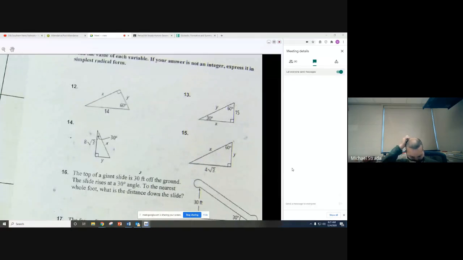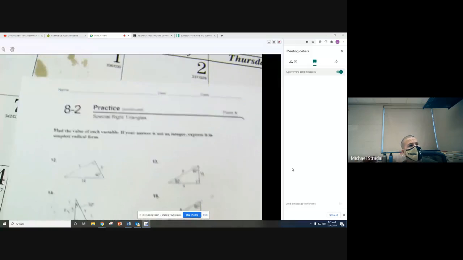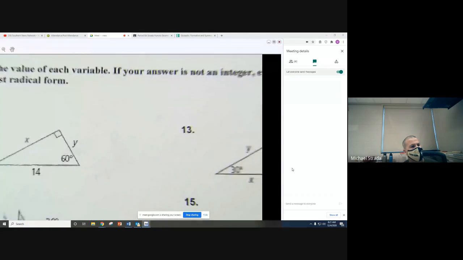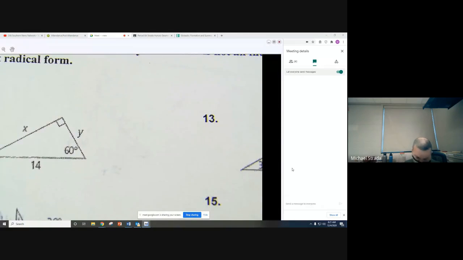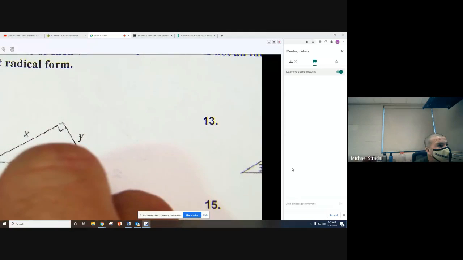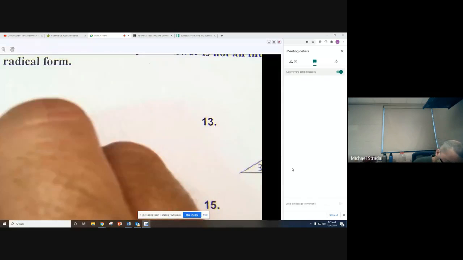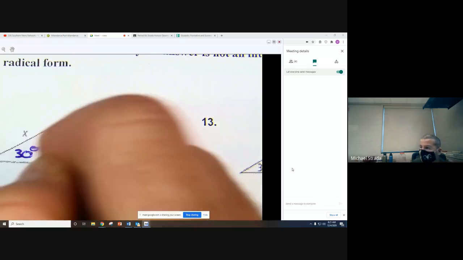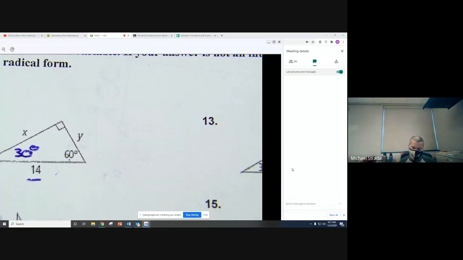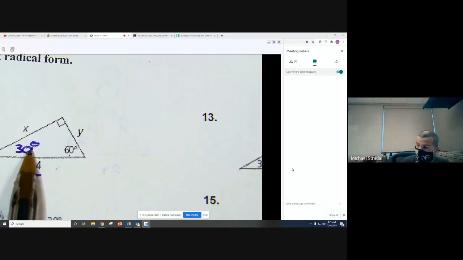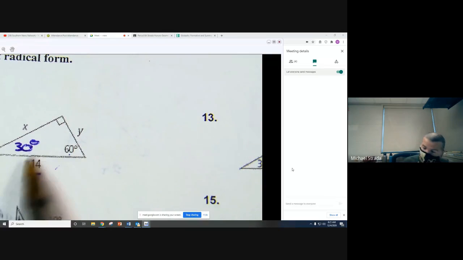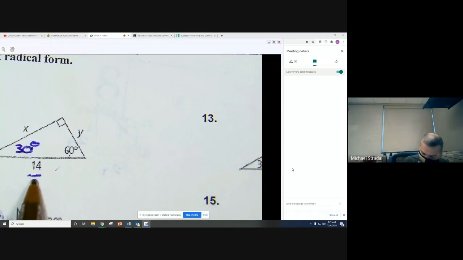All right, now the back. Now we're dealing with the 30, 60, 90s. With 30, 60, 90s, your first job is to identify which one they're giving you. They're giving you the hypotenuse, which is 14. If this one's 60, this one's 30. Remember, the shortest side is always opposite the smallest angle, so the smallest side is opposite the 30, always. And the smallest leg is always half the hypotenuse, or the hypotenuse is double it. Either way, we're going to divide by 2.